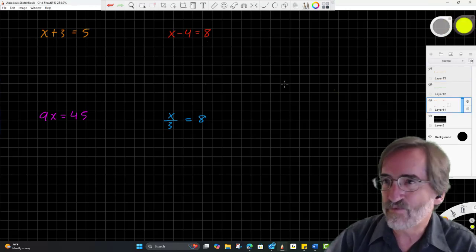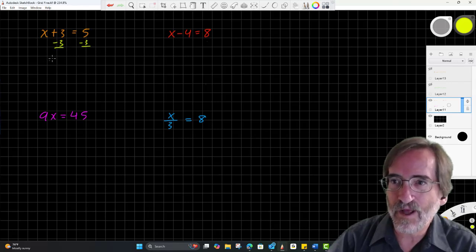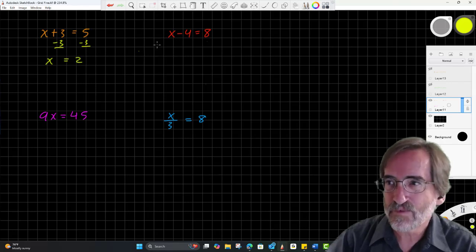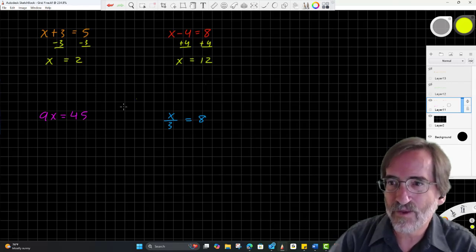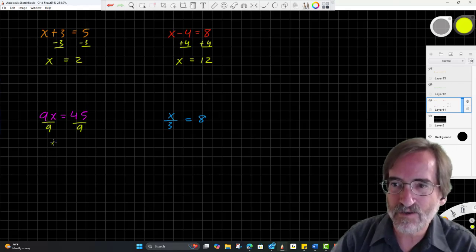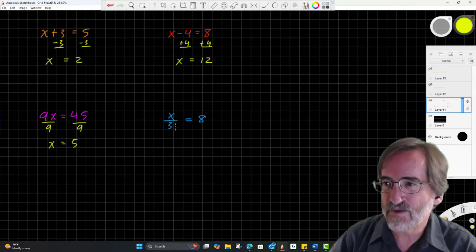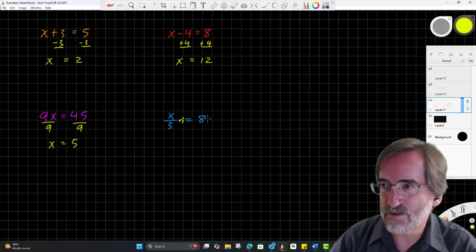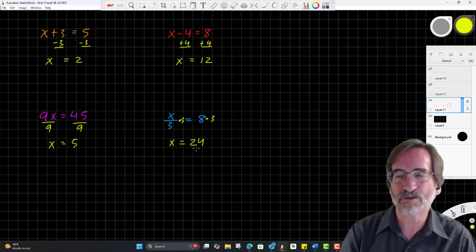The opposite of plus 3 is minus 3. So we get x equals 2. The opposite of minus 4 is plus 4. Add 4 to both sides. We get x equals 12. The opposite of times 9 is divide 9. So divide 9 on both sides. The answer is x equals 5. The opposite of divide 3 is multiply 3, so multiply both sides by 3. X equals 24. Okay, so we can find the solution sets with all of these.